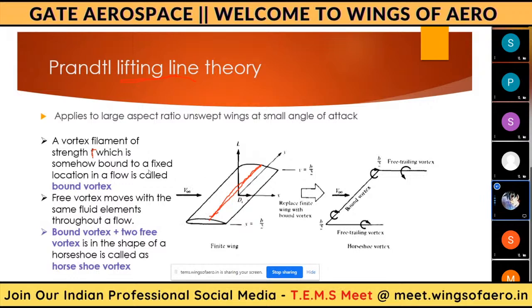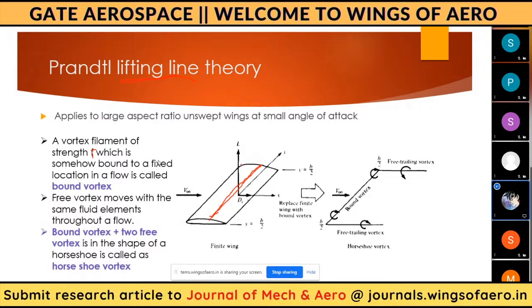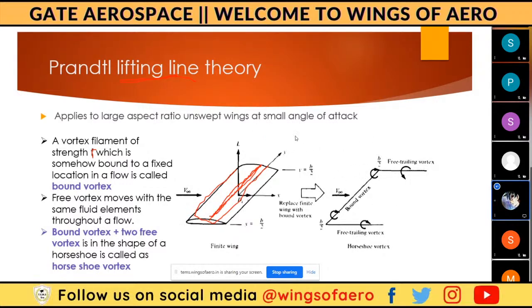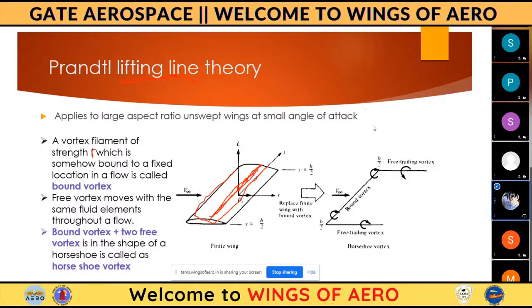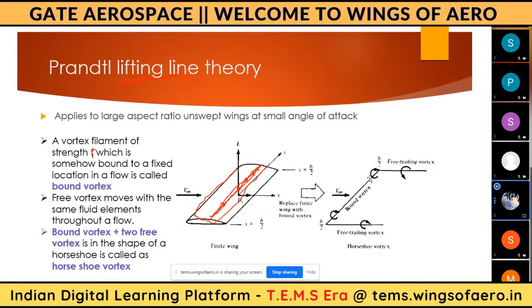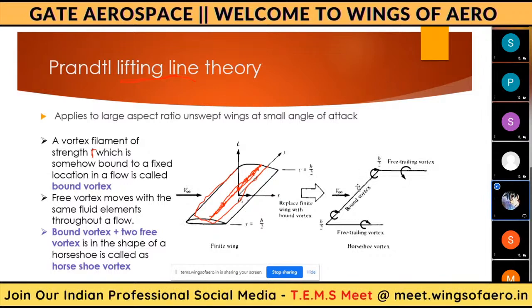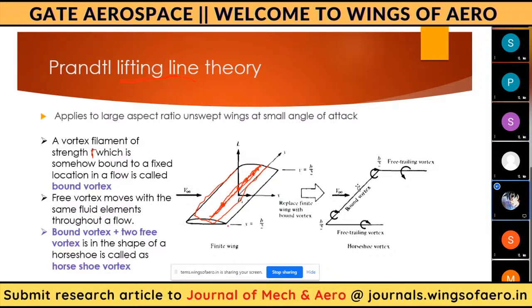The vortex filament of strength gamma that is bound to some location in a flow is called a bound vortex. Consider this is the planform of the wing, and if the bound vortex is bound to the surface at some location, that means the vortex that is bound at some particular location is called a bound vortex. Then free vortices are formed at the trailing edge. This is from the Helmholtz theorem only.